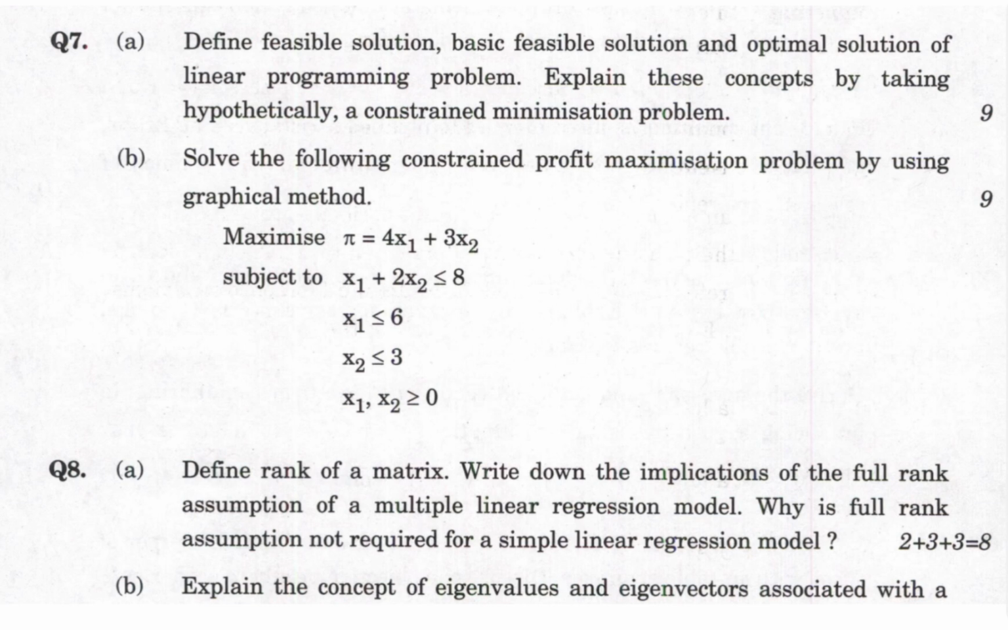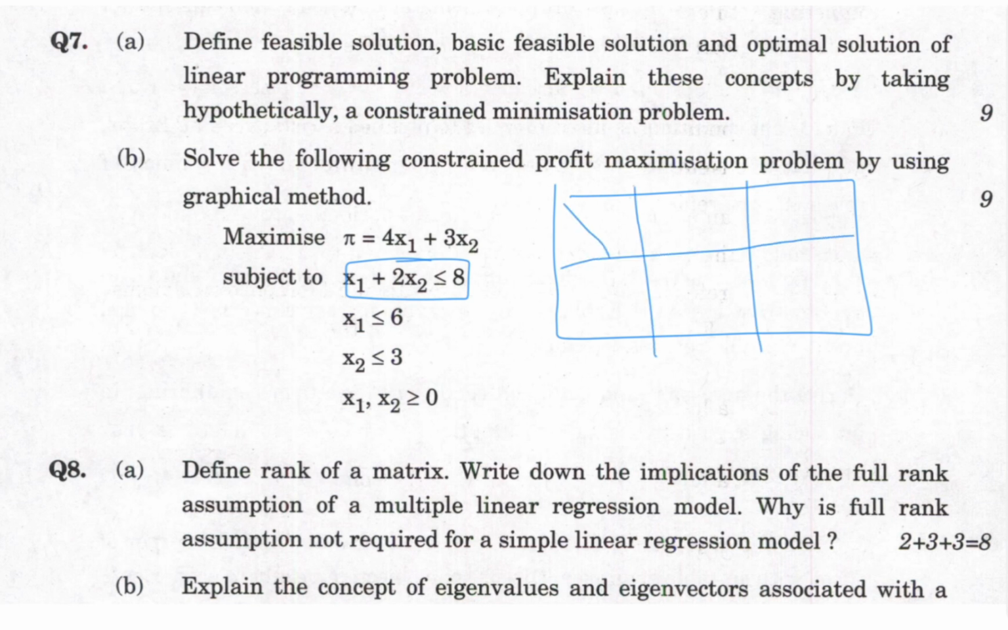In the exam, you were given a graph on which it had to be drawn. Let's begin. The first constraint is x1 plus 2x2 is less than equal to 8. Solving and deriving the equation: when x1 is 0, what is the value of x2? It's 4. So x2 is 4. When x2 is 0, then x1 is 8. This gives us the line 0, 4 and 8, 0.